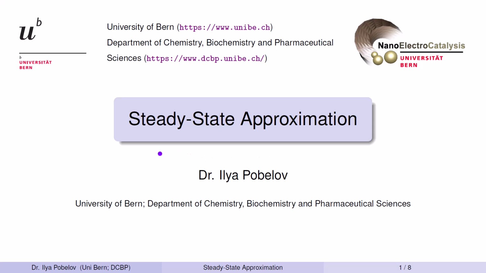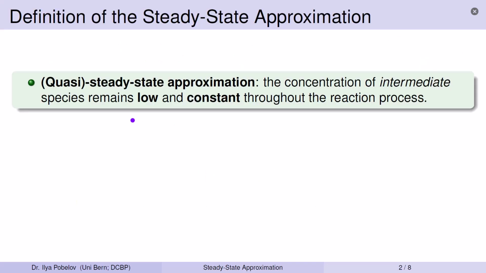In this module, we will talk about the steady-state approximation. With the steady-state approximation, more precisely the quasi-steady-state approximation, we assume that in a complex reaction mechanism, the concentration of intermediate species remains low and constant throughout the reaction process.